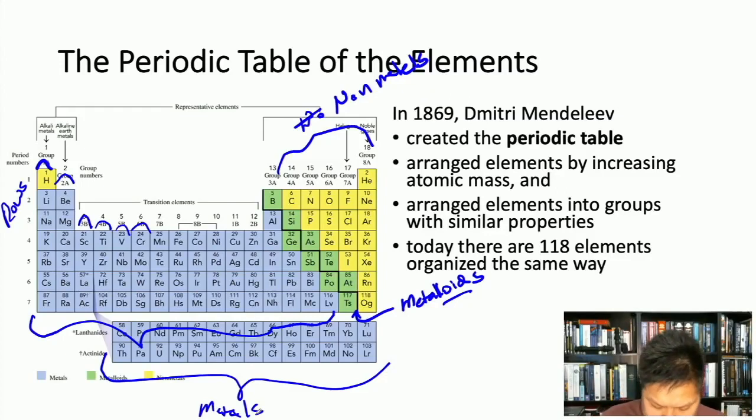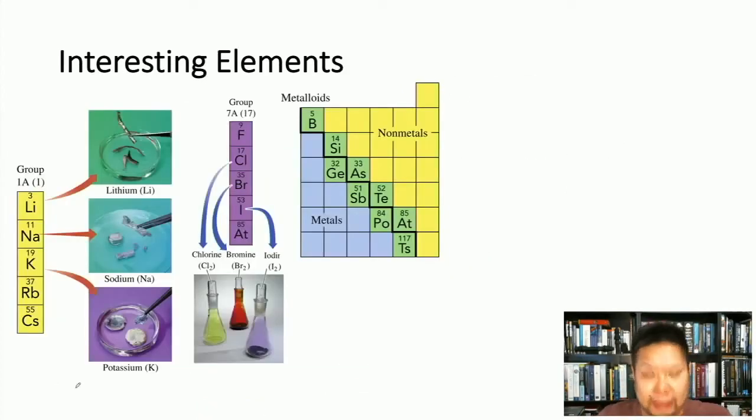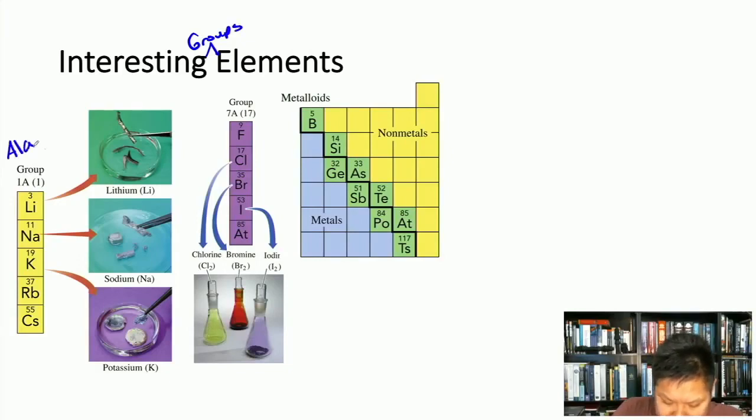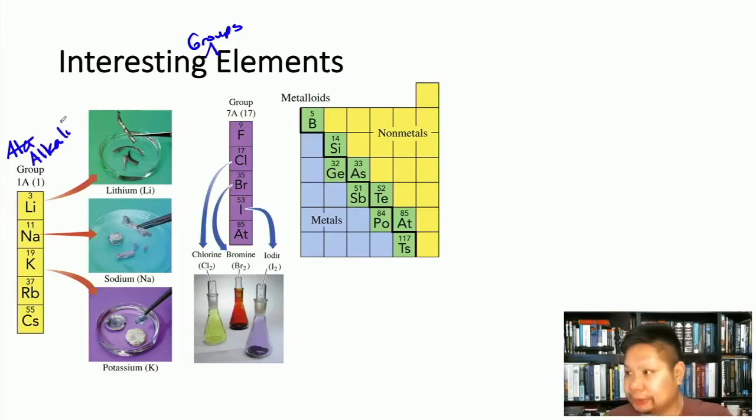Okay, next. So let's now take a look at some interesting groups of elements. The first one I want us to look at here is group 1A, or group 1, and group 1 is actually called the alkali metals. I spelled that wrong, but yeah, the alkali metals.